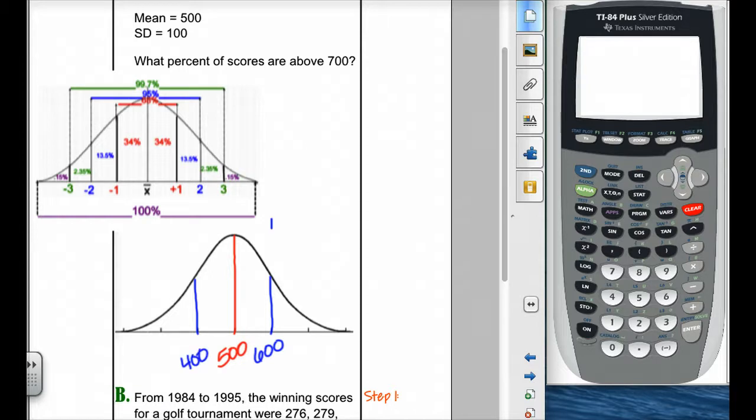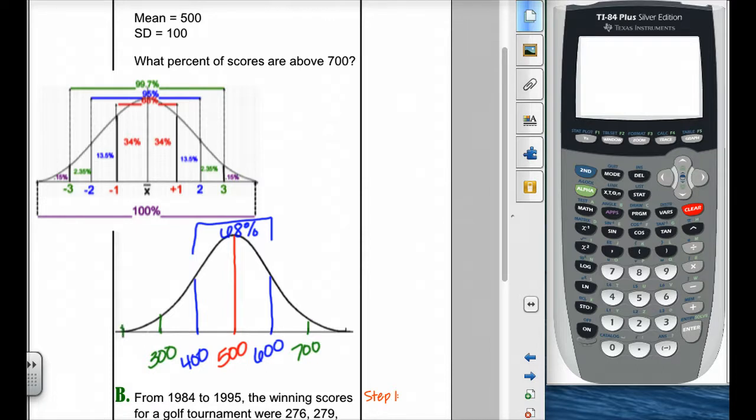And from here to here is going to be that 68%. Then our 2 standard deviations fall here and here, and that would be our score of 700 and our score of 300.